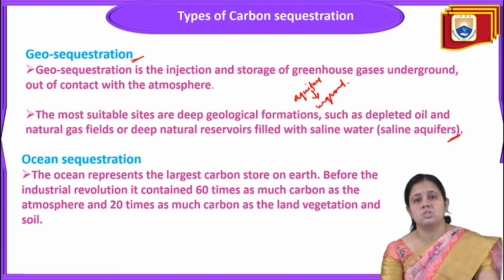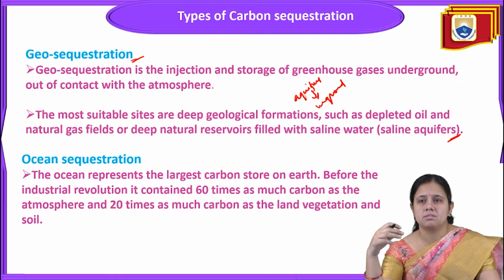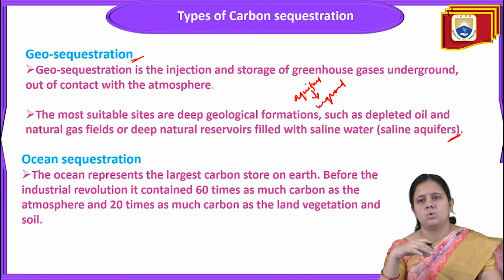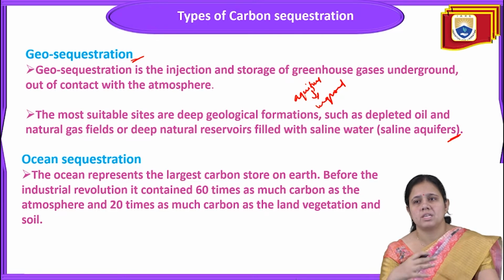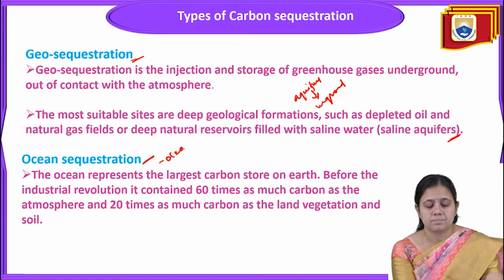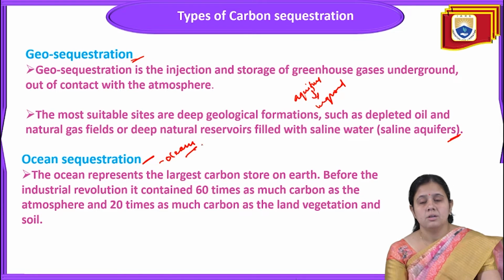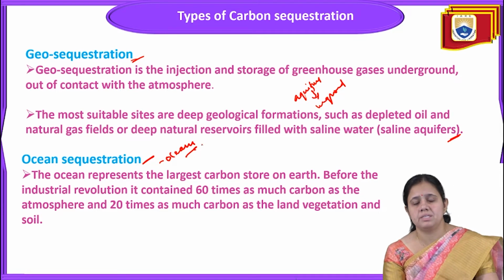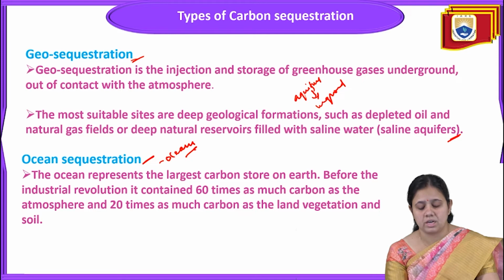So this is called geo-sequestration, meaning the sequestration of carbon inside the earth's surface, like into saline water or saline aquifers, or some reservoir. Next is ocean sequestration, meaning storage of carbon in the ocean, because the ocean represents the largest carbon store on the earth.